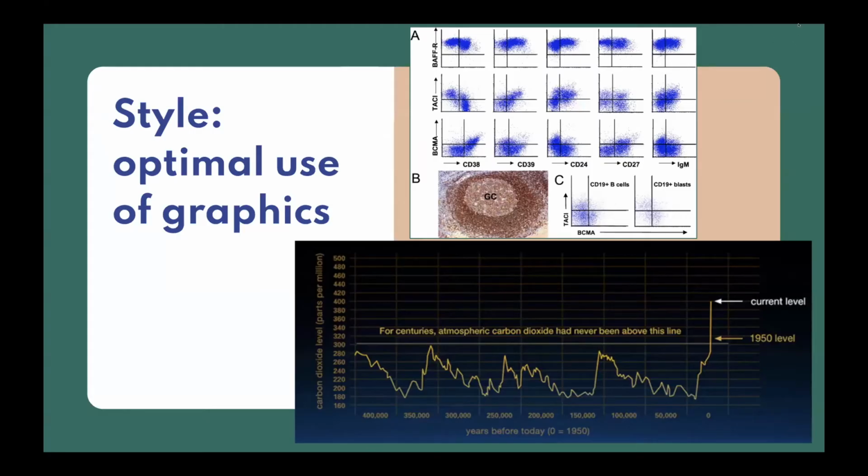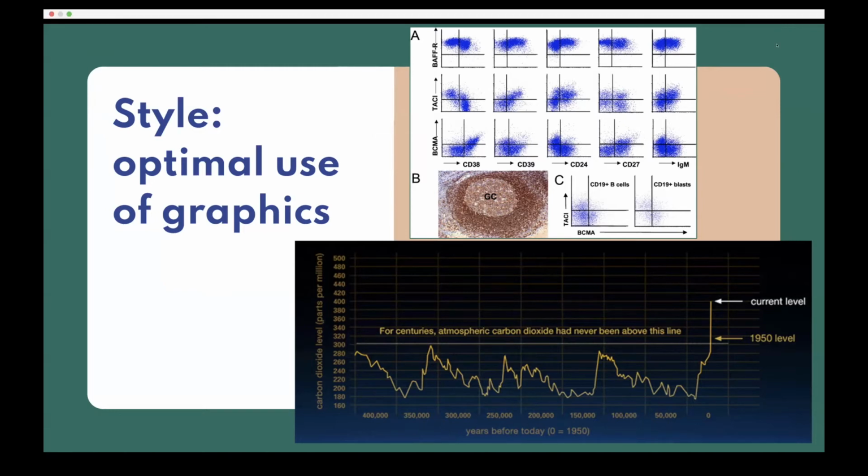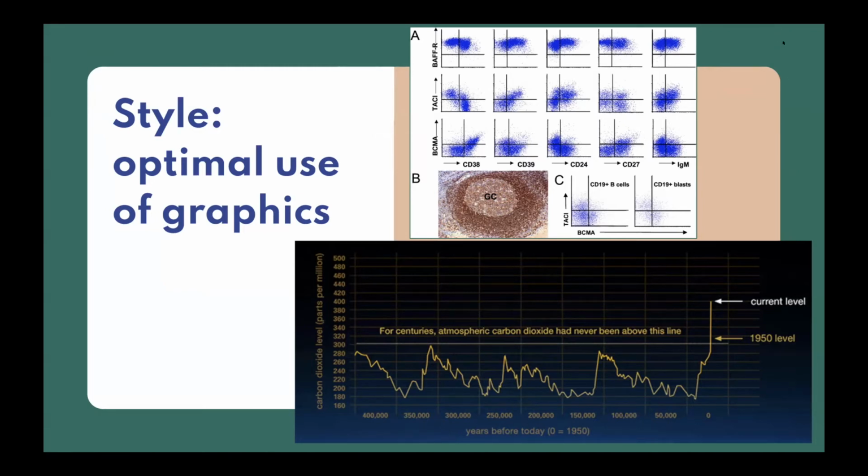So let's talk a little bit about the optimal use of graphics for stylistic reasons. So we have two graphics right here. Anyone can shout it out. Which one do you think would be better for a policy memo? Bottom one. Thank you. Yeah, so the bottom one is definitely better for a science policy memo.